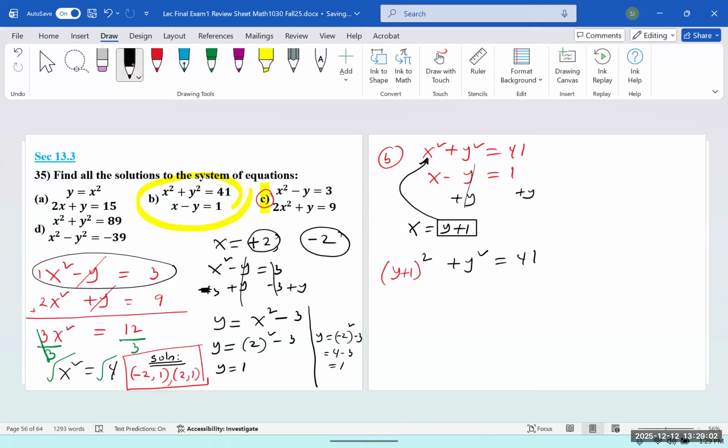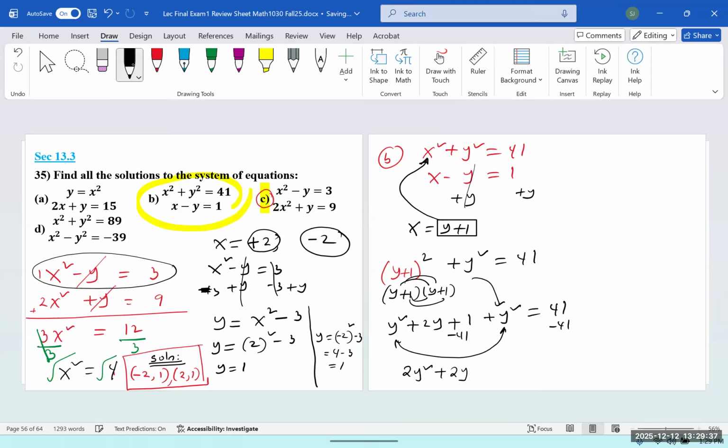And then do you distribute the power? Well, no. You get (y plus 1)(y plus 1). So you do this and you get y squared plus 2y plus 1. You bring down your next y squared equals 41. So you subtract 41 and you see there are like terms here. You get 2y squared plus 2y. And what is plus 1 minus 41? Minus 40.